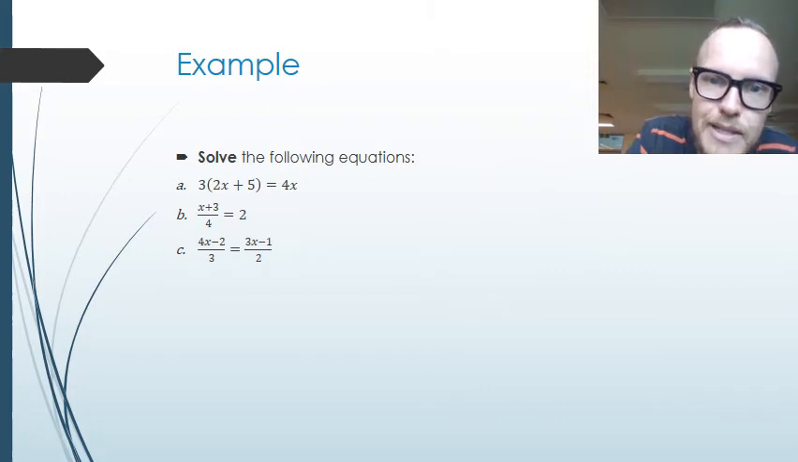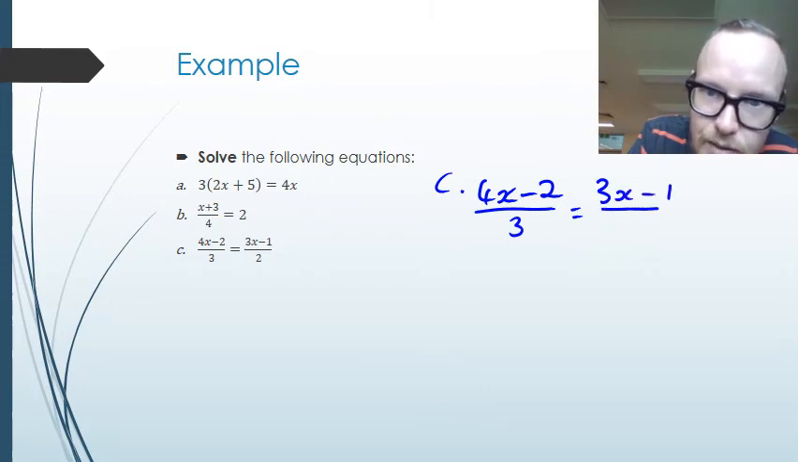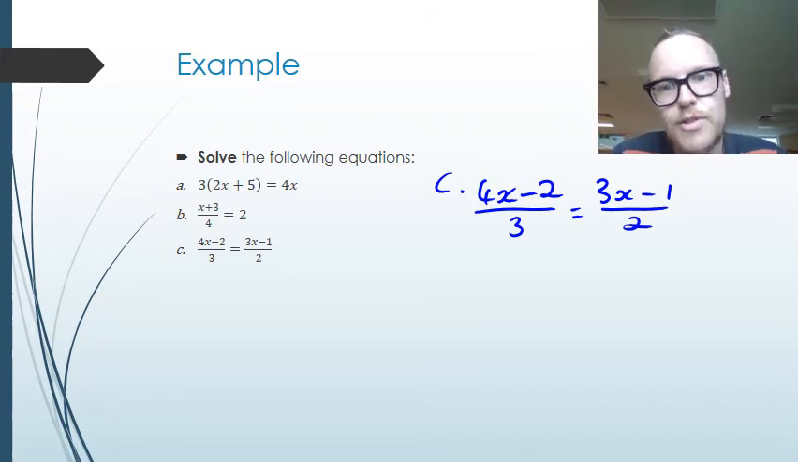Last example, example C here. A little bit more complex. 4x minus 2 over 3 is equal to 3x minus 1 over 2. Now, having a look at this equation, what I can do is multiply both sides by the lowest common denominator of our algebraic fractions. The lowest common denominator of the algebraic fractions here is 6.